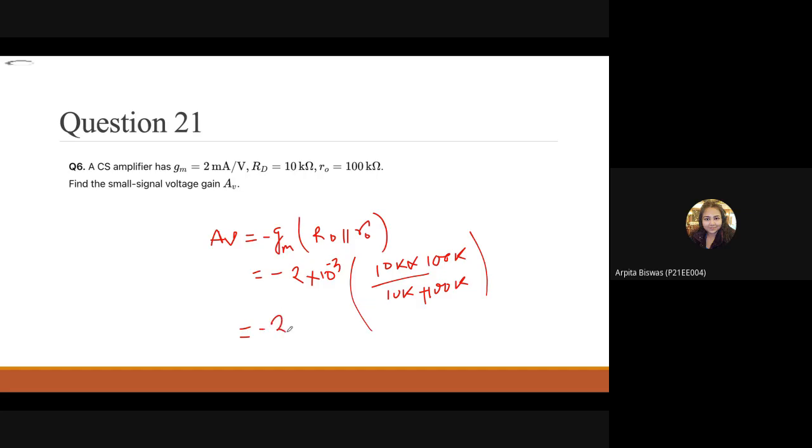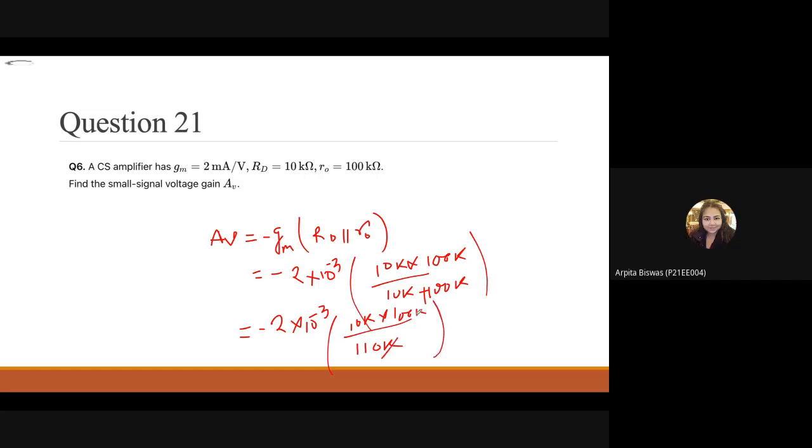Then the value is minus 2 into 10 to the power minus 3. Gain is 2, ma'am. Yes, 110 kilo. And this is 10 kilo into 100 kilo. Ma'am, is the answer minus 18.8? Yes, minus 18.8.